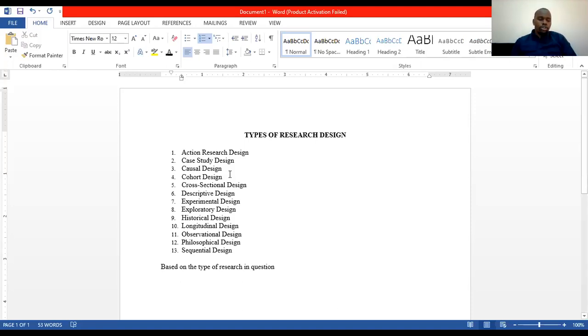Okay. So if we are talking about something like causal design, a causal design is a research design for research where you're going to investigate the cause of something, like what causes married people to divorce. Basically your research is to find out the cause or causes of particular things, okay, causes.